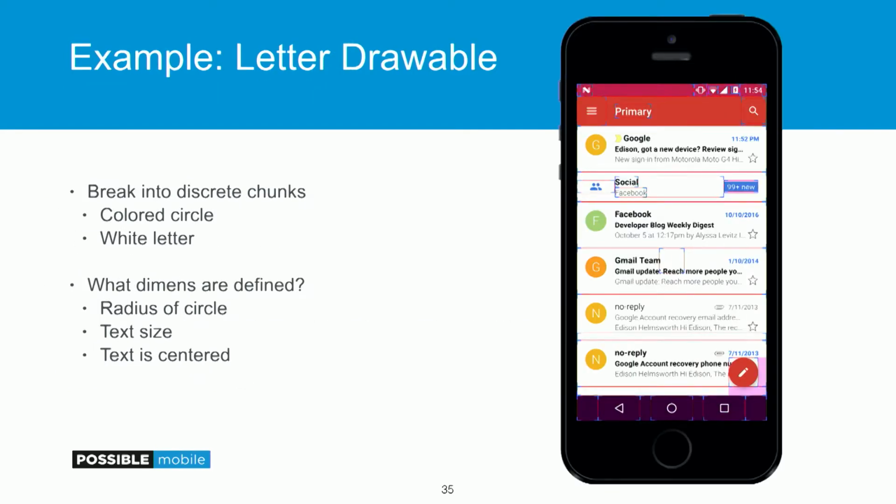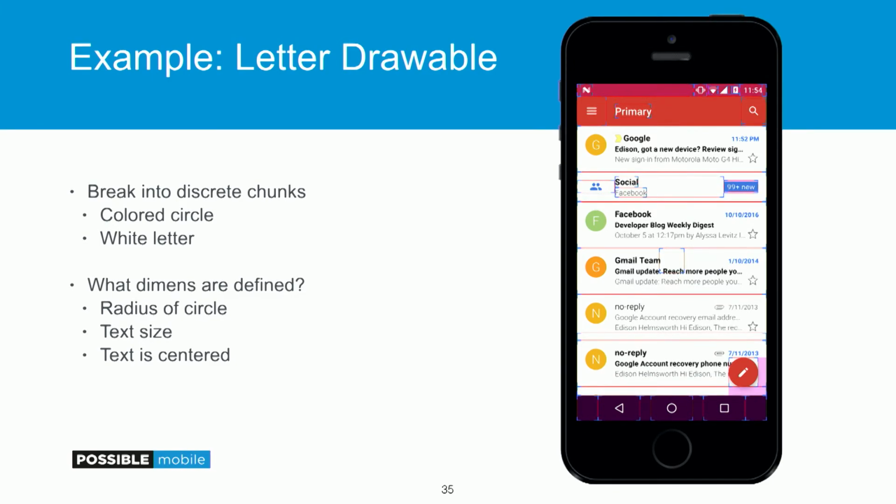So let's look at extending a drawable. In this case, we're going to go back to our Gmail example. In all of these, if you have a profile picture, you can show that. But in the case that you don't, you can draw one of these. We're going to take the same steps that we took with view. We're going to ask 2 questions here. First, we want to break it into discrete chunks. In this case, we know we just have a circle with a letter inside of it. And then we want to ask what dimensions are defined here.